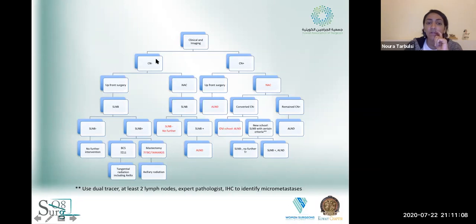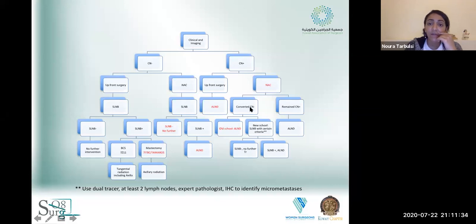All right, this is for clinically node negative. What if I'm dealing with a clinically node positive patient? If for whatever reason I'm going for upfront surgery, then it's very obvious. I'll do axillary lymph node dissection because she's clinically node positive. She has big nodes. She has fine needle aspiration confirming the presence of mets. If she's going for neoadjuvant chemotherapy and they remained node positive after chemotherapy, we're doing a dissection.